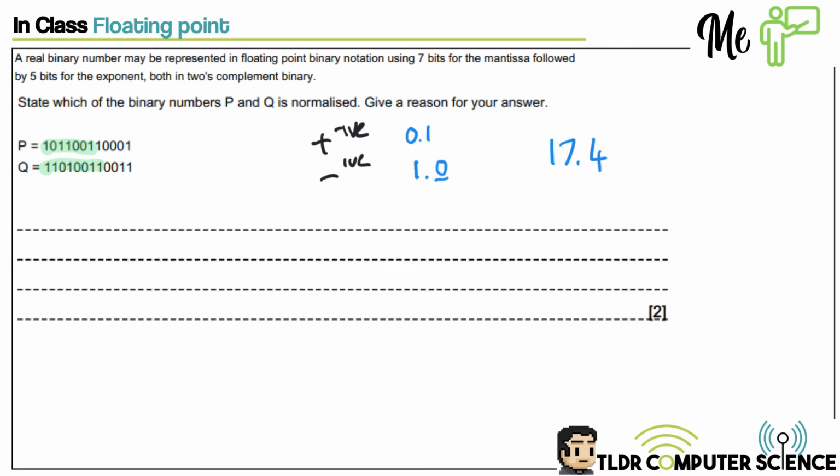Okay, but to answer the question, P is the normalized number, and we recognize it's normalized because it starts with 1.0 in the mantissa. Q is not normalized because it starts with 1.1. To be fair, it has not asked us to normalize it, so, okay?